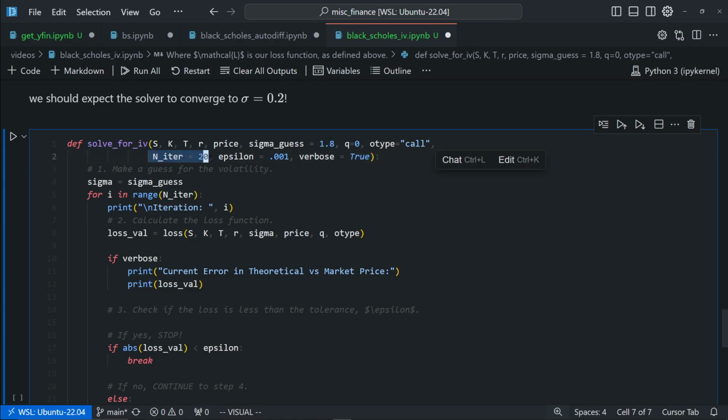And then we plug in some additional parameters. This is the number of iterations we're willing to go through that five-step algorithm. Epsilon is how close we want the prices to be before we say it's close enough and we're done. And this is just to print out some useful info as it optimizes.